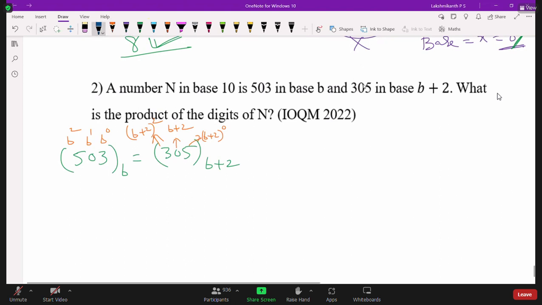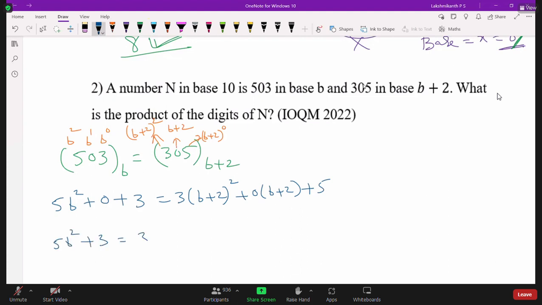So place value of b. So this is 5b square plus 0 into b, plus 1 into 3, 3 is equal to, now 3 into b plus 2 whole square plus 0 into b plus 2, that is anyway 0. So now this is 5. Now simplify this. 5b square plus 3 is equal to 3 into b square plus 4b plus 4, plus 5. So you can simplify this. 5b square plus 3 is equal to 3b square plus 12b plus 12 plus 5. Okay. Now what will you get from this?